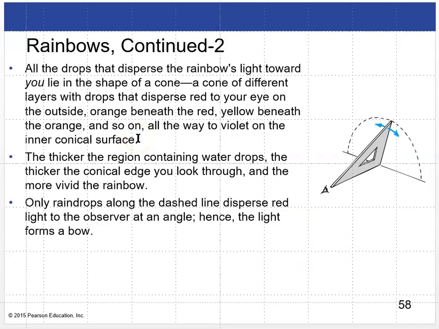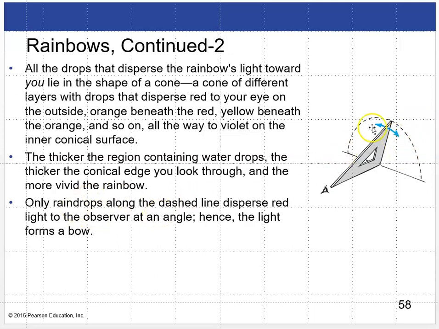Now, all the drops that disperse the rainbow's colored light toward you lie in the shape of a cone of different layers, with drops that disperse red to your eye on the outside, then orange, then yellow, and so on, all the way to violet. Violet's always the inner circle here, the inner cone, and red is always on the outer cone on a primary rainbow. The thicker the region of the water drops, the thicker the conical edge you look through, the more drops you have and the more vivid the rainbow.